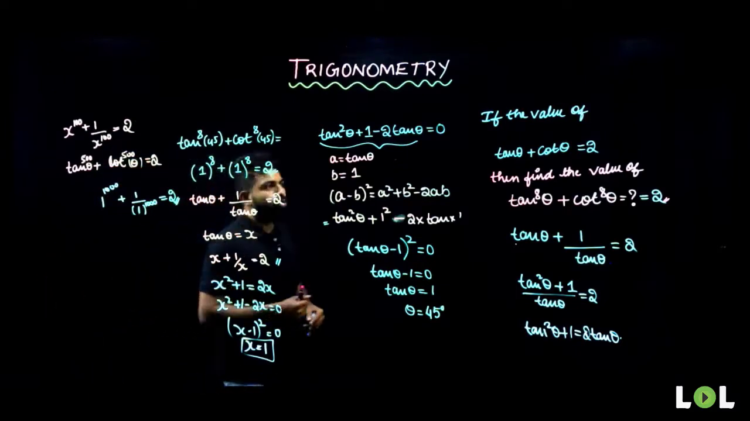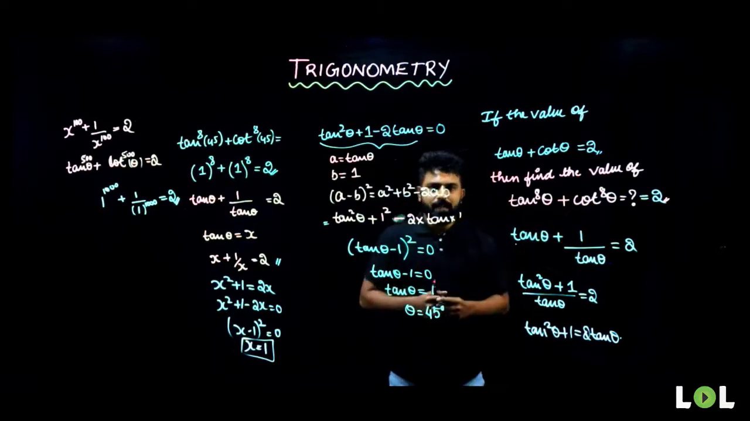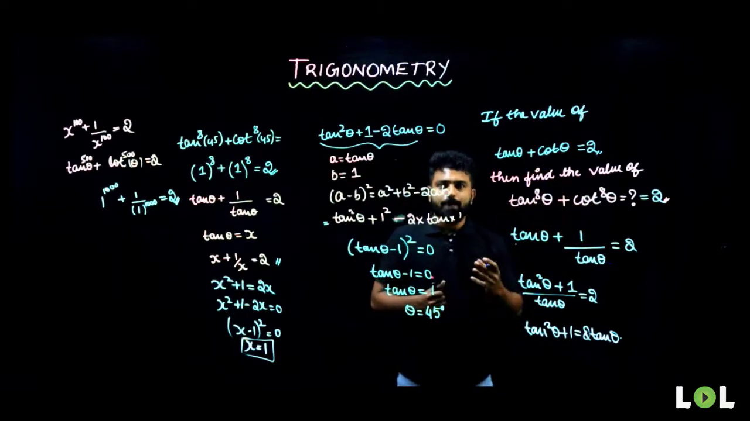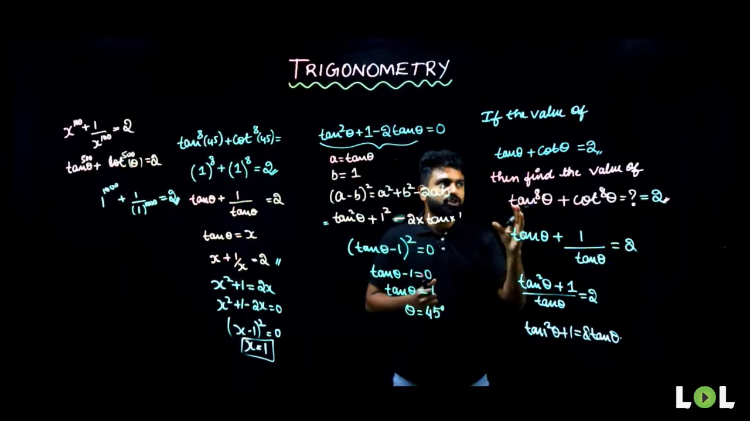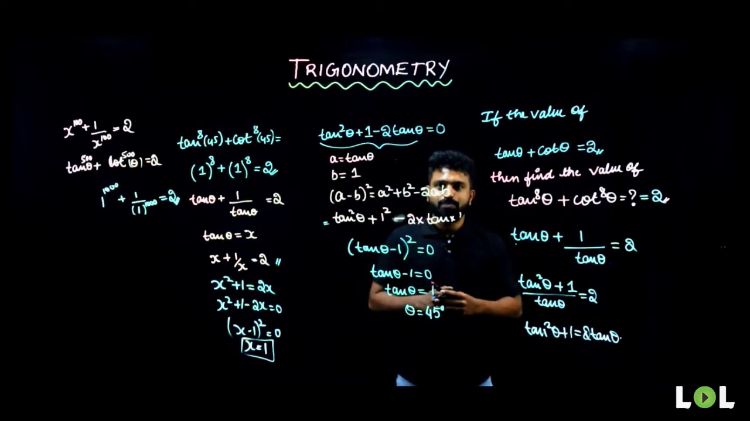Now what if they give you the value of this instead of 2, some other number, let's say 3 or 5? What will happen? So quickly copy this down. Once you're done copying, we'll see what happens if there's another value other than 2.